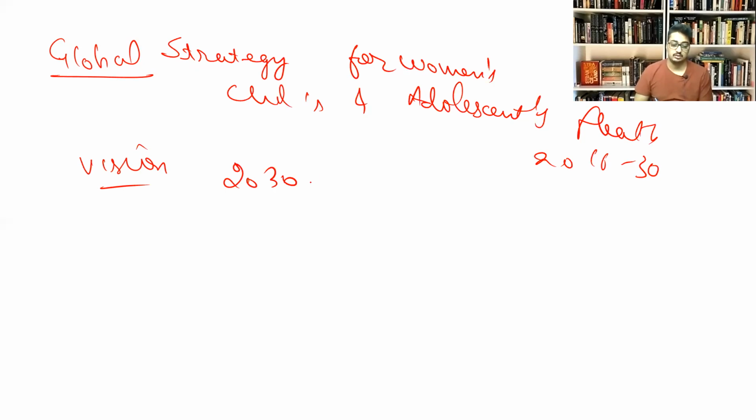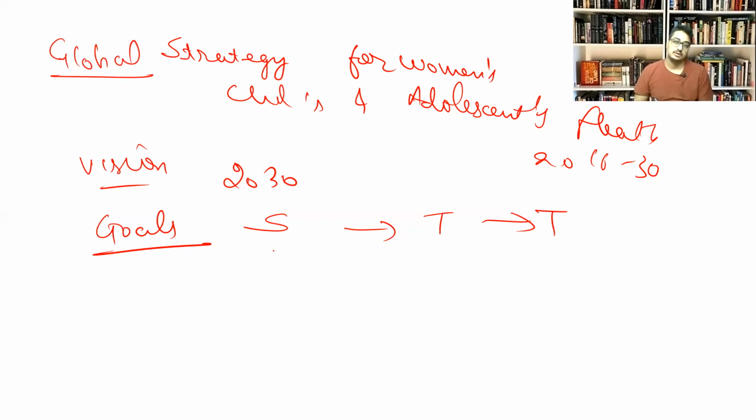The strategy is a roadmap for the post-2015 agenda. It focuses on three goals: survive, thrive, and transform. First, survive, which is to end preventable deaths. The mechanism is to reduce global maternal mortality to less than 70 per 1 lakh live births, newborn mortality to 12 per 1,000 live births, and under 5 mortality. We have to reduce all these mortalities.